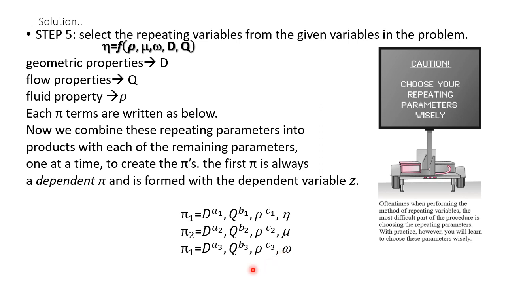Now we are going to write the dimension for D, dimension for Q, dimension for rho, that is density, and dimension for efficiency. The pi term on the LHS doesn't have any dimension, so we write m to the power 0, l to the power 0, t to the power 0. Now we are going to compare the powers of m, l, and t, so that we get a1, b1, c1. Okay, we'll see it in the next slide.